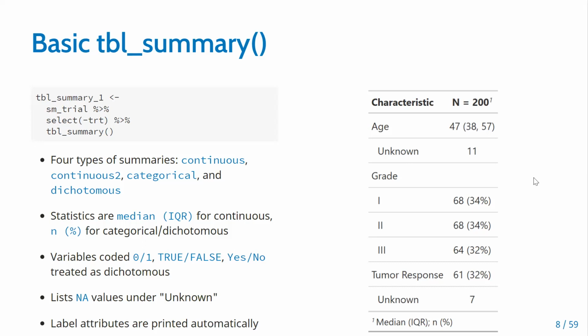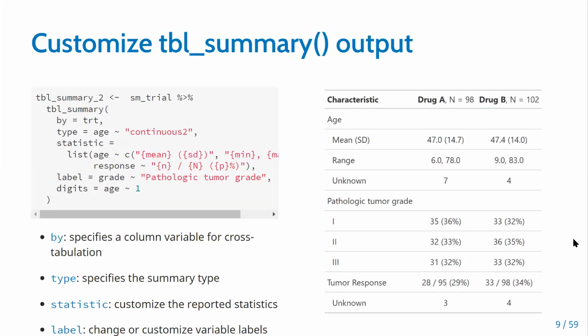You can see here that while we didn't provide these nice labels, age, grade, and tumor response, because they were already labeled in the underlying data set, those labels were carried through. So I would recommend that you continue or start labeling all of your data in your data frames because it helps in a lot of different ways. So here's our most basic table. Now let's try to change it and make it look a little bit nicer.